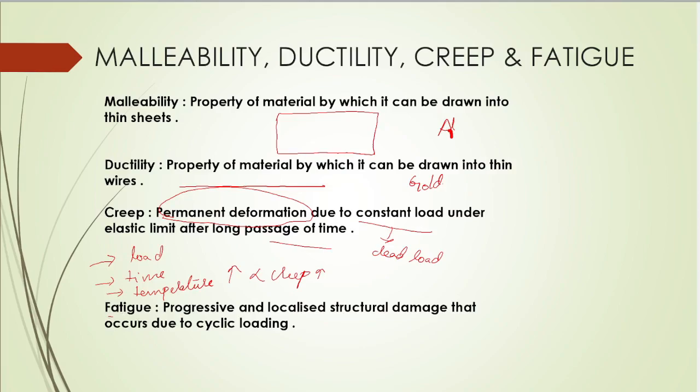Now let's see what fatigue is. Fatigue is nothing but progressive or localized structural damage that occurs due to cyclic loading. Example, let's take an iron scale.